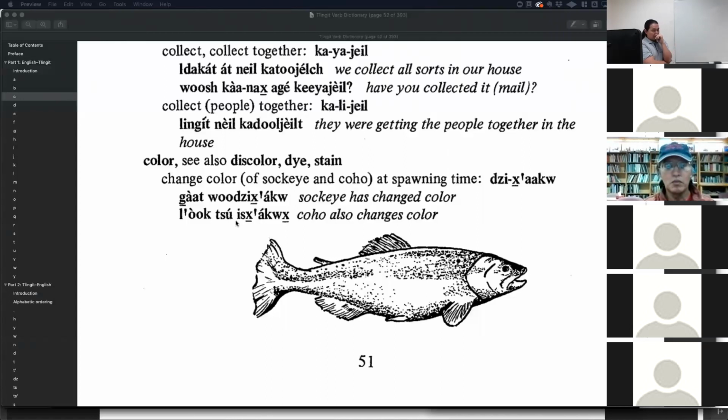So could that verb be used for chameleons and those ones that always change their color? No. Or is it just to change a color one way? Yeah, for the salmon. This is one of those verbs that is only for those two salmon to change their color when they spawn. And so it's pretty cool when there's some verbs that are like that in Tlingit.